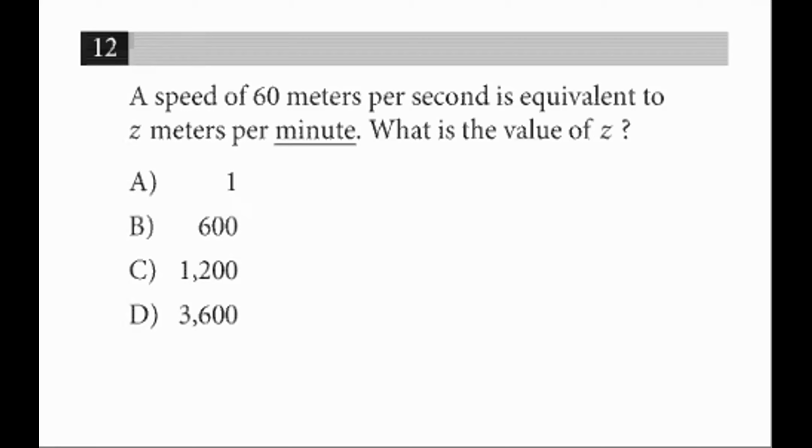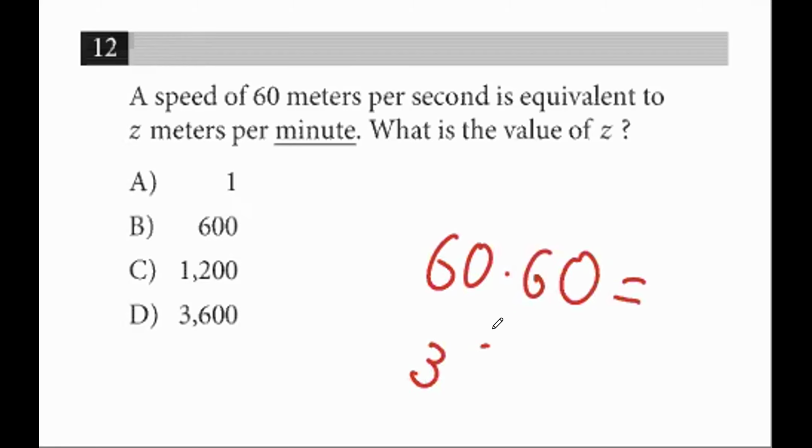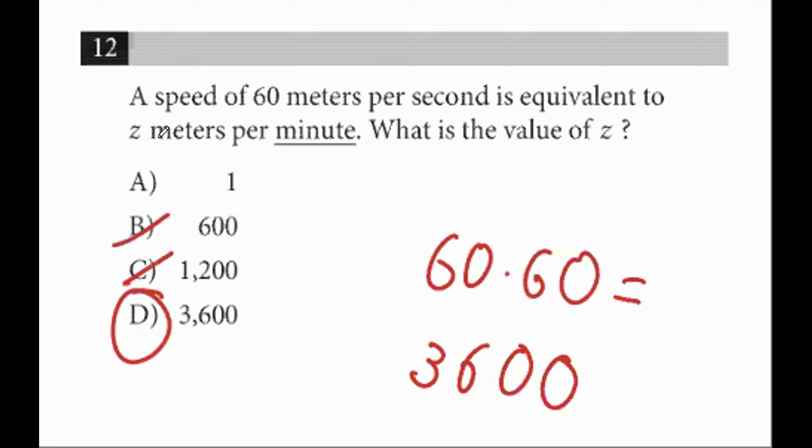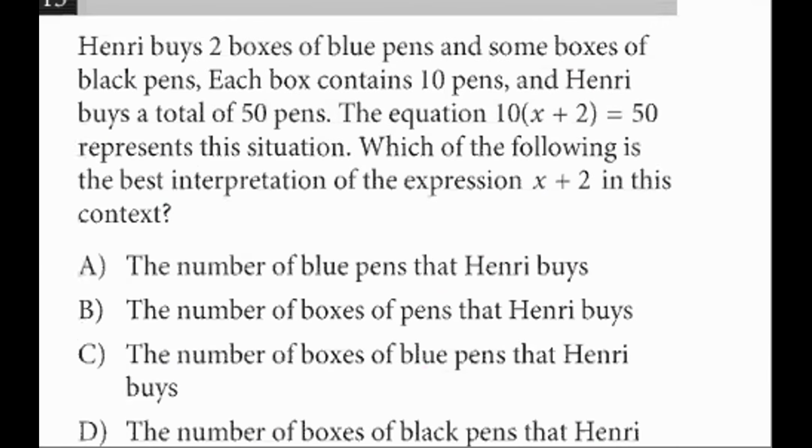Okay, so question 12, 60 meters per second into meters per minute. So if you're getting 60 meters per second, every minute is 60 seconds. So you're just multiplying this value by 60. So 60 times 60 is 3,600 meters per minute. Our answer is D. Okay, question 13.